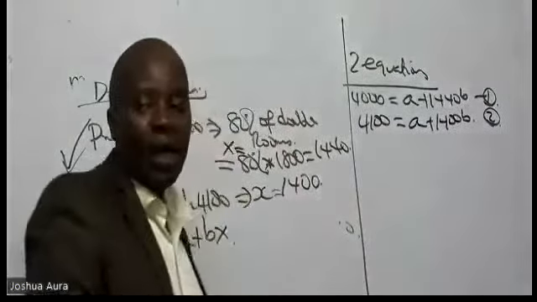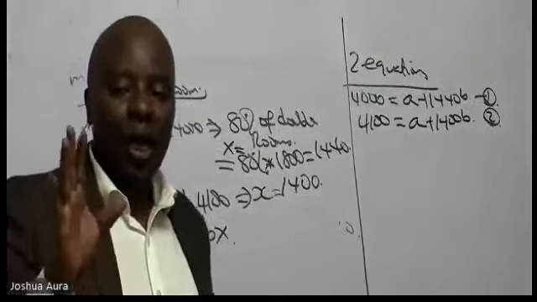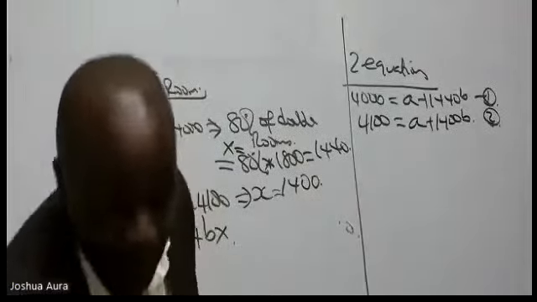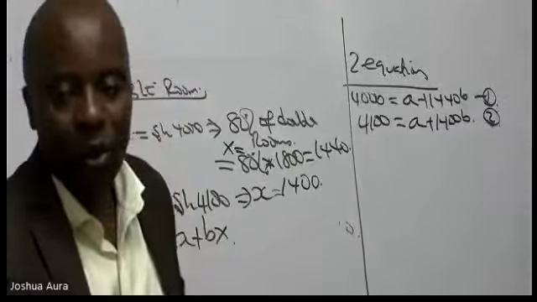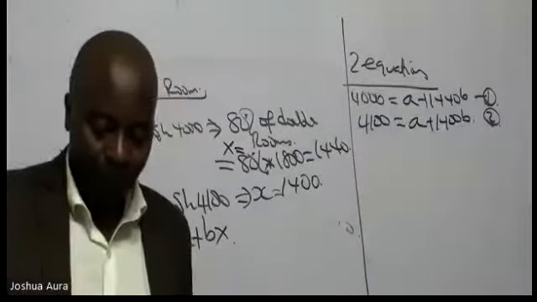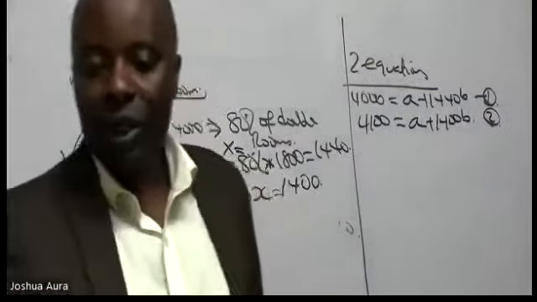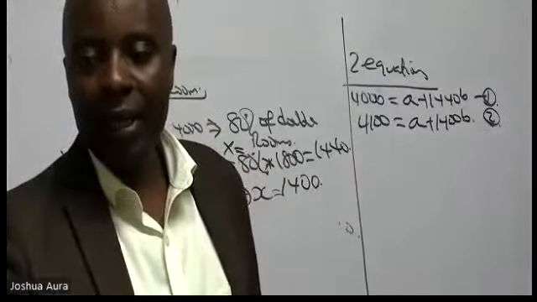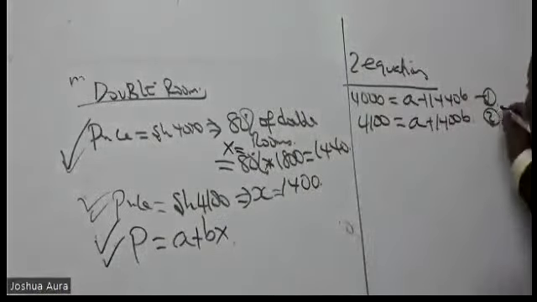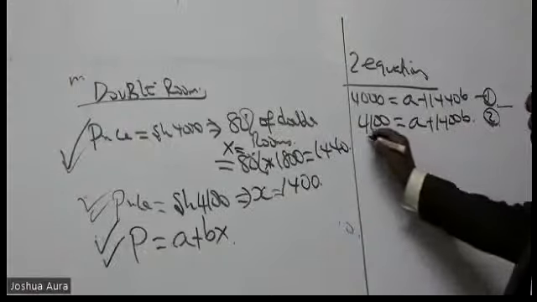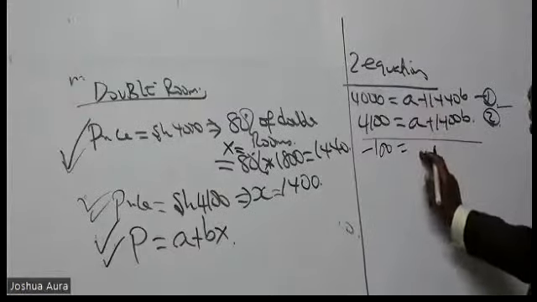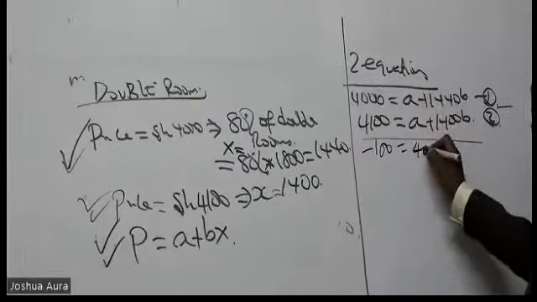Now do me a favor, using whichever method you like best, could you kindly give me the value of A and B? Using whatever means, give me the value of A and B. This is not really a hard thing. What they're telling me is that we can easily eliminate A by subtraction. So this gives me minus 100 equals, A disappears, positive 40B.